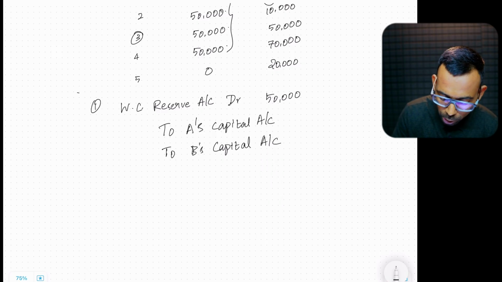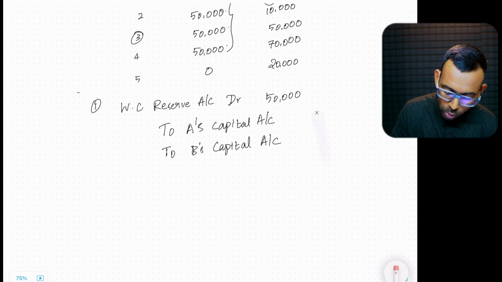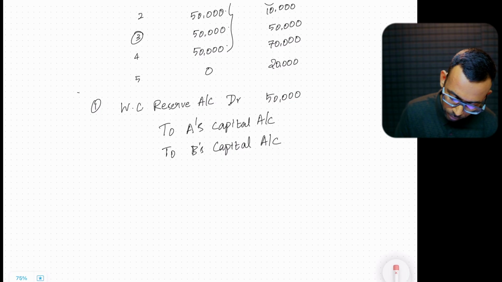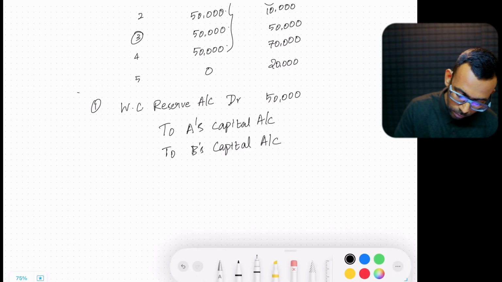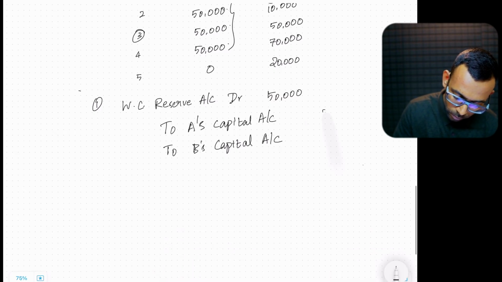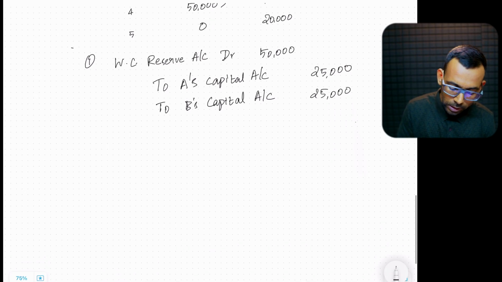The profit sharing ratio is 1 is to 1, therefore each of them will take 50% of the reserve. So this is the first journal entry.